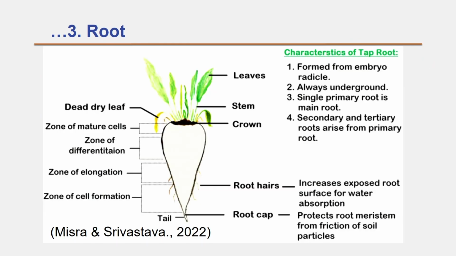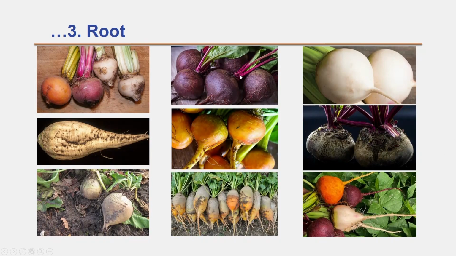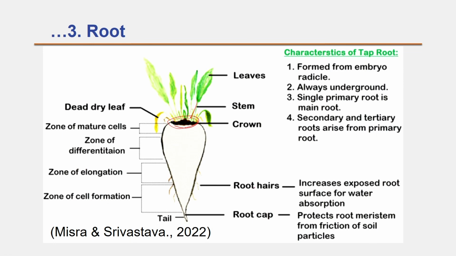Now, for your convenience, you can see different parts of the root. First of all, we can start from the stem. This is the stem here, and this part is the crown, where shoot and root join each other. Next you can see the leaves, and then you can see the root hairs.